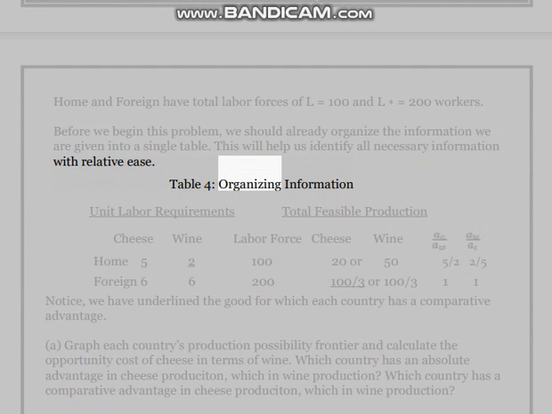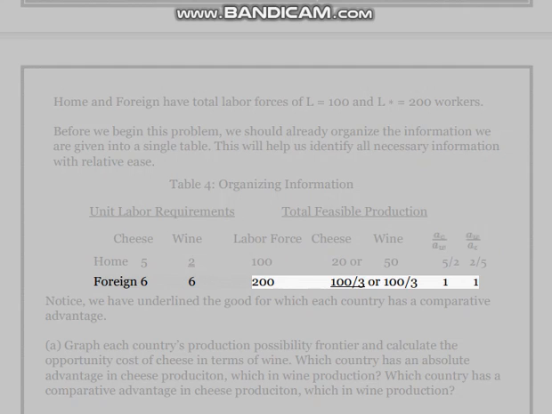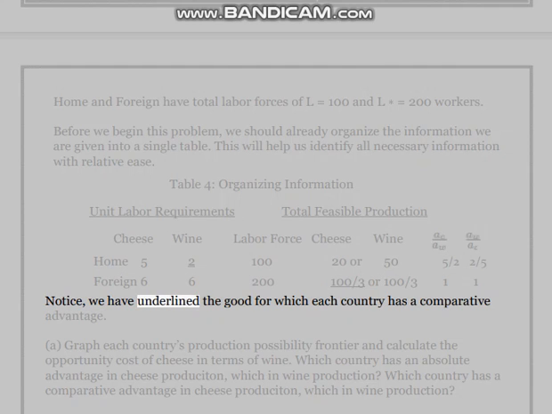Table 4, Organizing Information. Unit labor requirements and total feasible production. Home: cheese 5, wine 2, labor force 100, feasible cheese 20, feasible wine 50. Foreign: cheese 6, wine 6, labor force 200, feasible cheese 100/3, feasible wine 100/3. Notice, we have underlined the good for which each country has a comparative advantage.